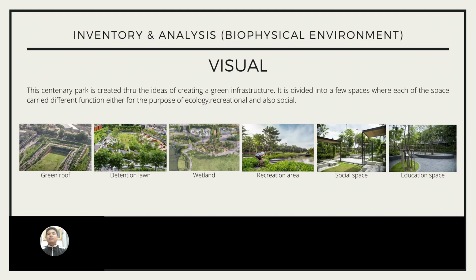And next we have the social space. This park also acts as an outdoor classroom for the students, where they can share knowledge and interact with each other. And then we have the education area, where people can learn about the native trees that are planted all over the park. So that's for the human community inventory.